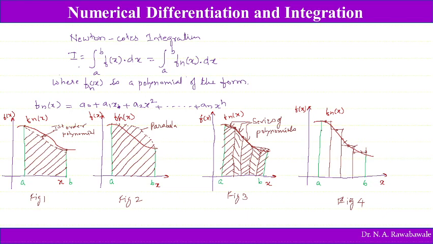So here this complete area below this straight line, so these horizontal straight lines are known as series of zero order polynomial, series of zero order polynomial. So this is known as a strip method. We call this as a strip method.